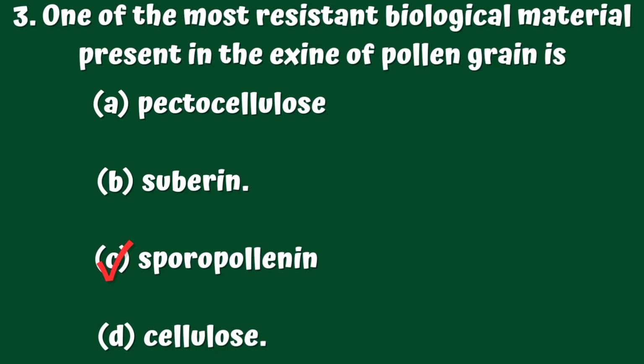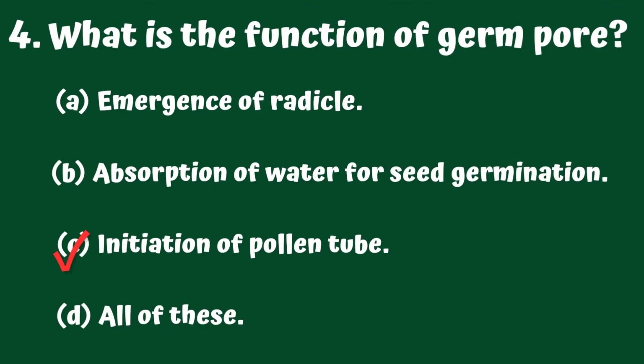One of the most resistant biological materials present in the exine of pollen grain is A. Pectocellulose, B. Suberin, C. Sporopollenin, D. Cellulose. What is the function of germ pore? A. Emergence of radicle, B. Absorption of water for seed germination, C. Initiation of pollen tube, D. All of these.